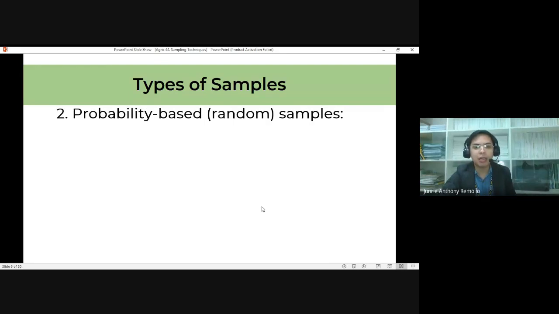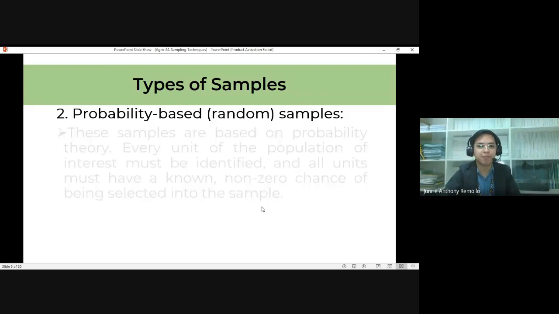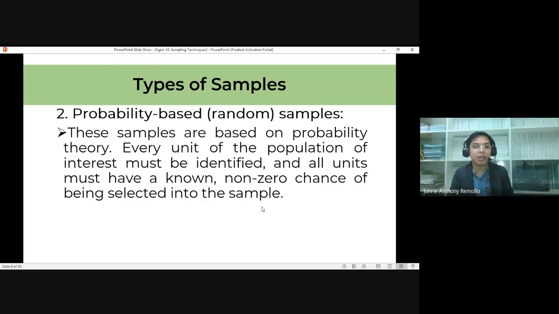And that is all about the non-probability samples. So let's jump to the probability-based samples or random samples. Anong ibig sabihin nito? These are samples based on probability theory, meaning that every unit of the population of interest must be identified, and all units must have a known non-zero chance of being selected into the sample. It means you are selecting samples without any bias or prejudice or preset plans of choosing a particular set of data because you think it is more valuable and supportive of your desired result. Are you getting the point?